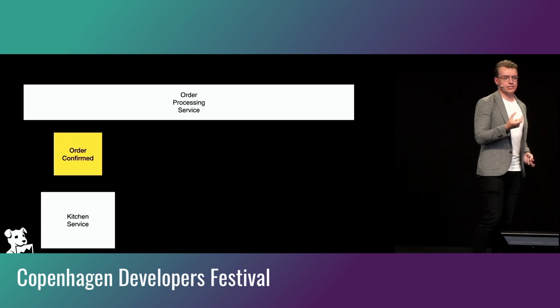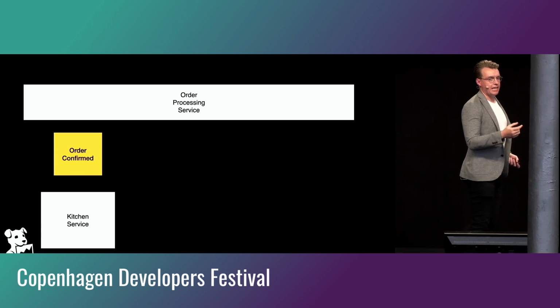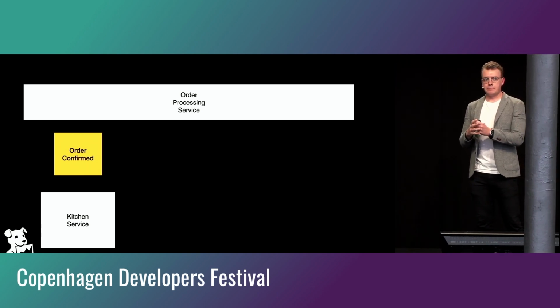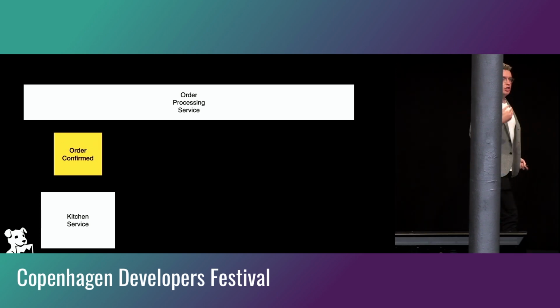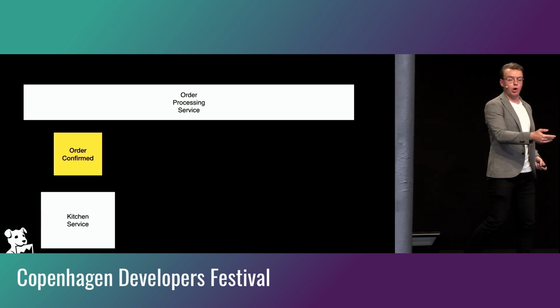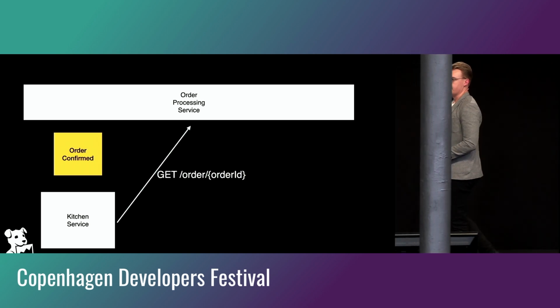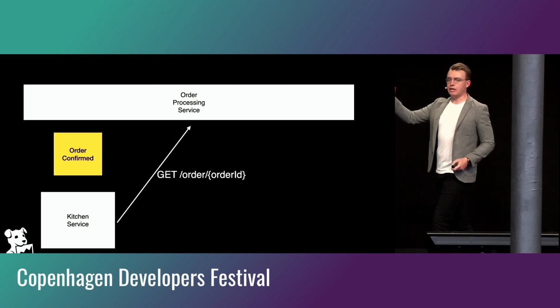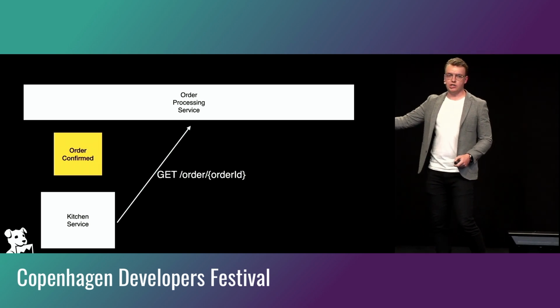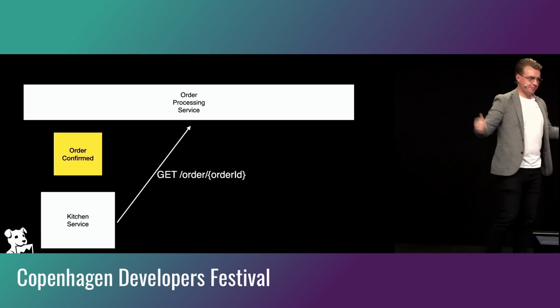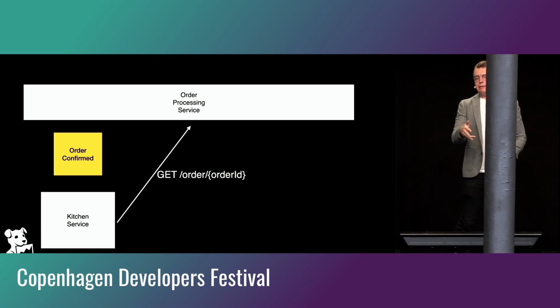The kitchen service consumes the event, it has a look at the event, and the event only contains an order ID. That's it. This is a notification event. It's really thin, remember. So what does the kitchen service do? How does the kitchen service know what exactly it needs to put on this order? So it thinks, well, I can just make a callback to my order processing service to get more information about the order.